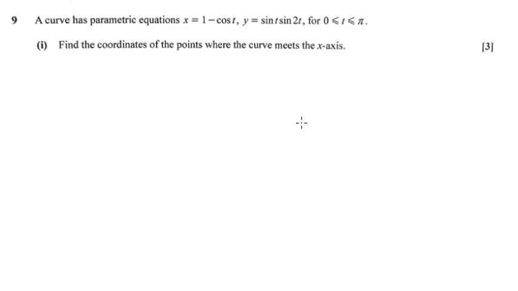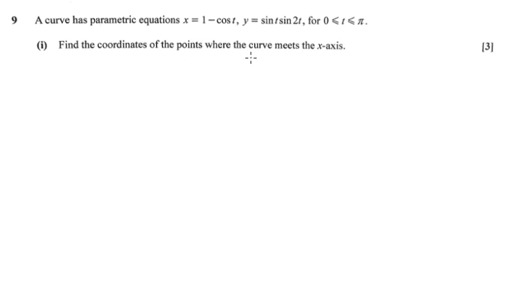Okay, question 9 has given us two parametric equations. We've got x equals 1 minus cos t, we've got y equals sine t sine 2t, and t is a number between 0 and pi. So we're in radians this time. We've just been in degrees. We need to make sure we're in radians now.